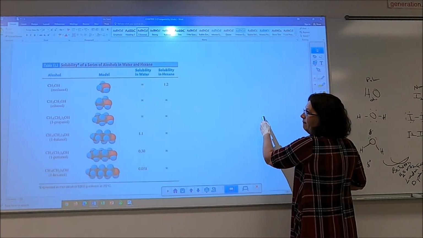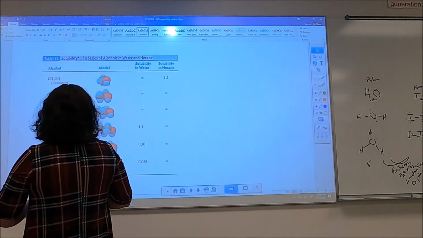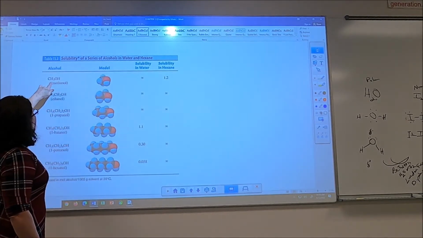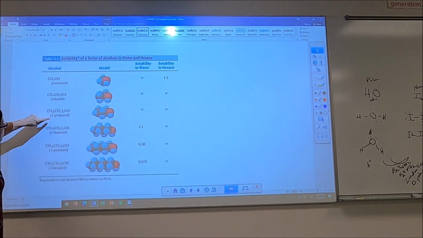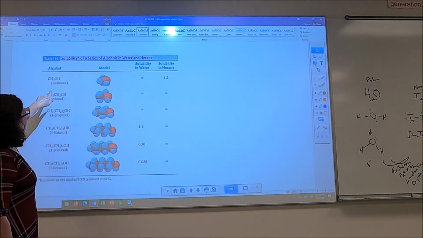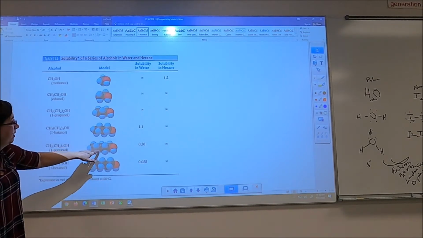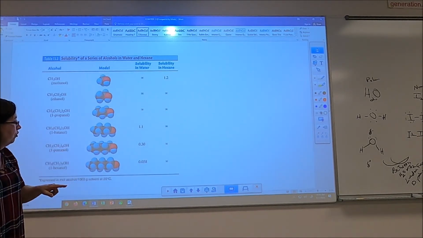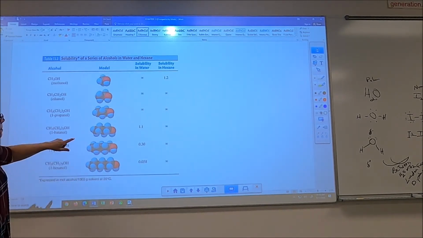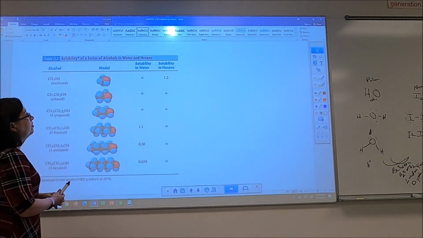Okay, now, looking at this list, looking at some examples: methanol, ethanol, 1-propanol, 1-butanol, 1-pentanol, 1-hexanol. What's happening here is the length of the carbon chain is increasing. These black circles are our carbon chain. The red is our oxygen, the blues are hydrogen.